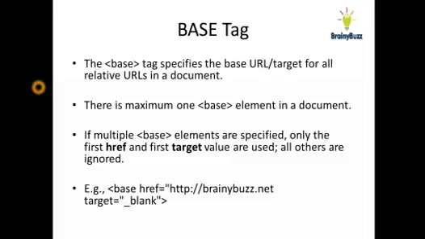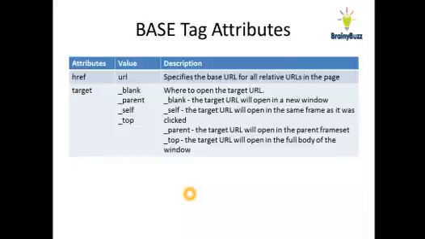So there are two main attributes of the base tag. One is the href and another one is the target value. The href basically is the URL or the path for your base tag, and the target values are blank, parent, self and top. So they are basically where you want to open your target URL. For blank you want to open it in a new window. For self, the target URL will open in the same frame as it was clicked.